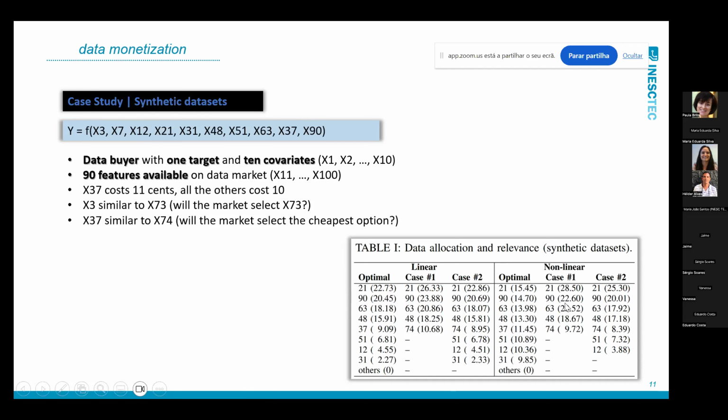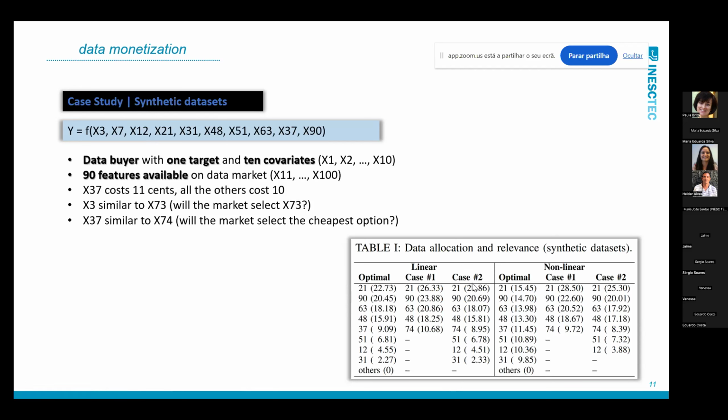For the nonlinear case, we assume an exponential, so we have a linear sum, and then we apply an exponential to distort a bit the relation, and we see that still in that case, it is able to select the 5 most relevant features. In case 2, we assume that the buyer budget is 100.